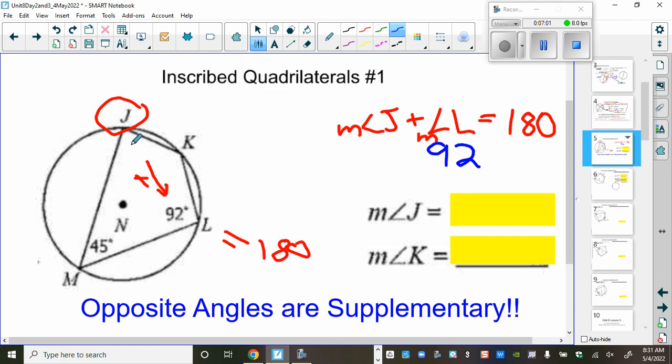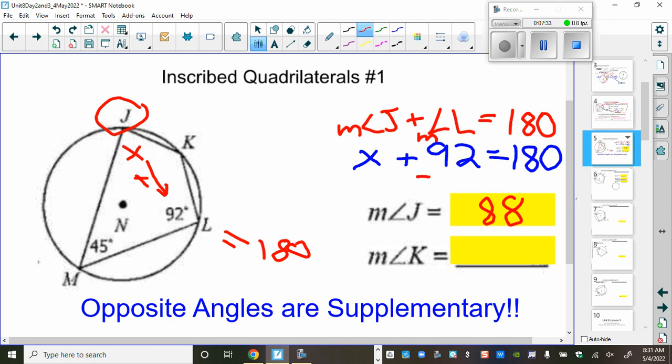Well, if we don't know what angle J is, how can we always indicate an unknown? What do we always do? Subtract 180. Okay, well, you can do that. That's your goal. You're going to have to subtract 180. In the end, it will be 88. But anytime you don't know something, you always mark it as a variable. You mark it as an X. But yeah, you just subtract.